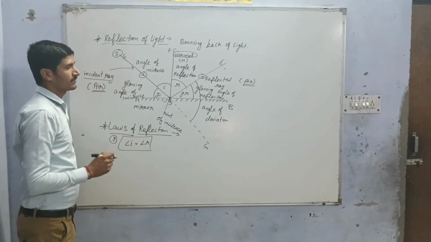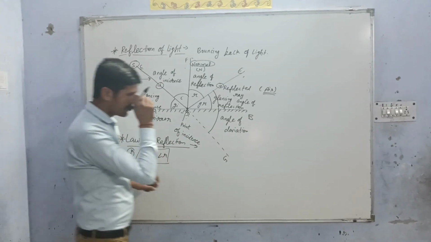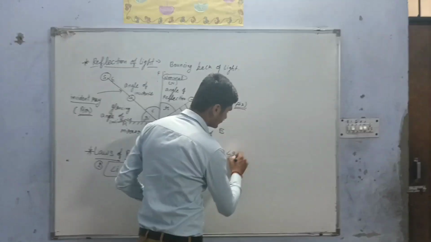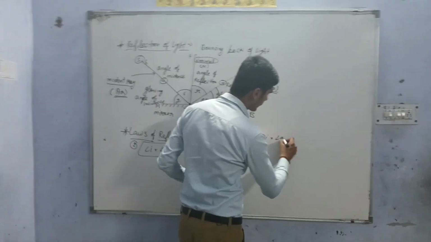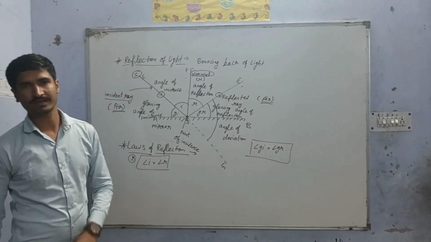One more thing I would like to tell you here, as you know that angle I is equal to angle R. In the same manner, angle GI is always equal to angle GR. Remaining things we will cover in the next video.